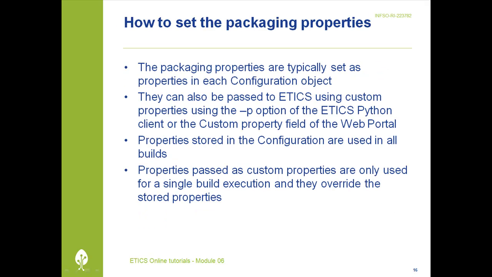The packaging properties are typically set as properties in each configuration object. They can also be passed to ETICS using custom properties using the -p option of the ETICS Python client or the custom property field of the web portal. Properties stored in the configuration are used in all builds. Properties passed as custom properties are only used for a single build execution and they override the stored properties.